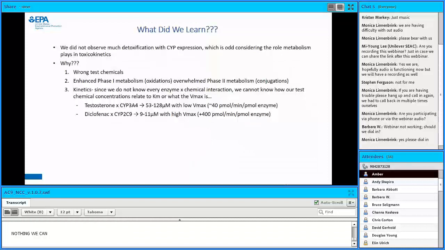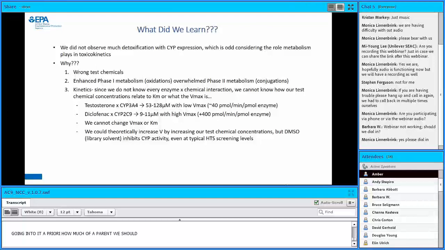So bottom line is that since we don't know every enzyme, right? If we were to test, say, 1,000 ToxCast chemicals times 10 different CYPs, that's 10,000 chemical by enzyme potential interactions, and we do not know the Km or the Vmax for any of those potential interactions. So we can never really know going into it a priori how much of a particular parent we should expect to clear. We can't change the Vmax or the Km. They are what they are.